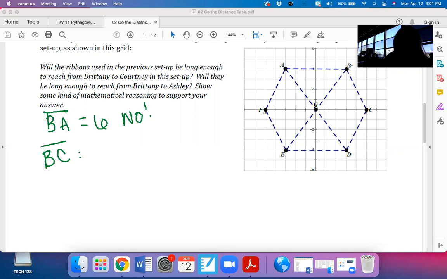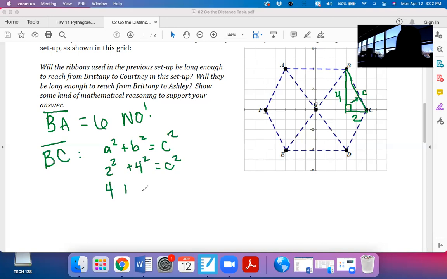Well, for Brittany to Courtney, I can't just count that. I need to draw a right triangle around it. So here is my horizontal and my vertical distance. And these are 2 and 4, and my unknown distance over here, which is C. So if I start with my Pythagorean theorem, a squared plus b squared equals c squared, and my a and b are 2 and 4, 2 squared plus 4 squared equals c squared. 4 plus 16 equals c squared. That is 20 equals c squared.